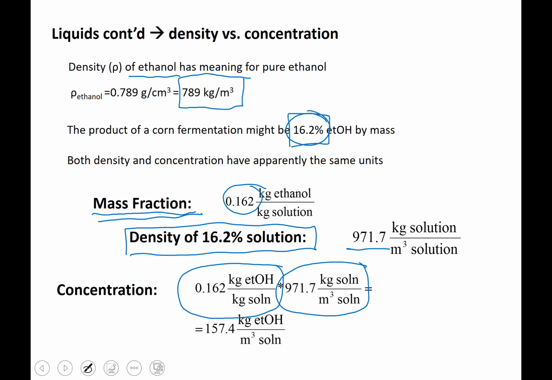Let's take a look at the units here. You might say that a mass fraction has no units because it's kilograms divided by kilograms. However, the numerator is kilograms of one of the components divided by the mass of the entire solution. So you should write those units. Don't just leave it as 0.162, because that's a good way to make a mistake. Now notice, when we multiply this by the solution density, we have kilograms of solution in the numerator divided by meter cubed of solution in the denominator. When we multiply that out, we have kilograms of ethanol per meter cubed of solution, which is a concentration on a mass basis.